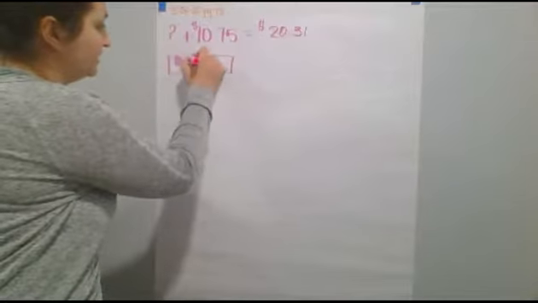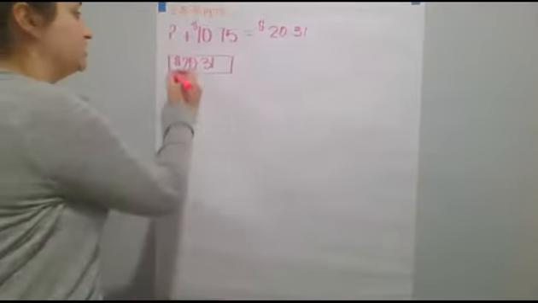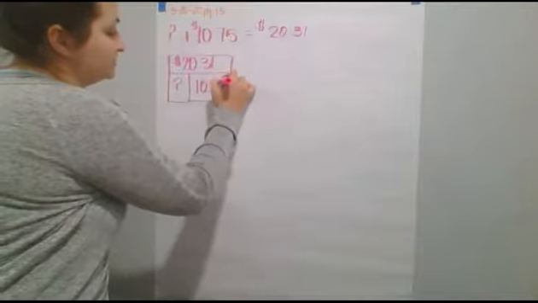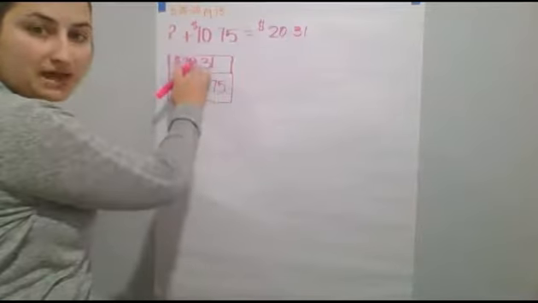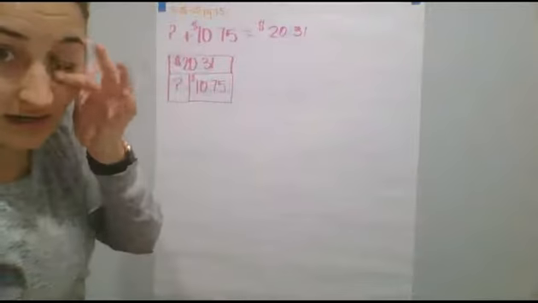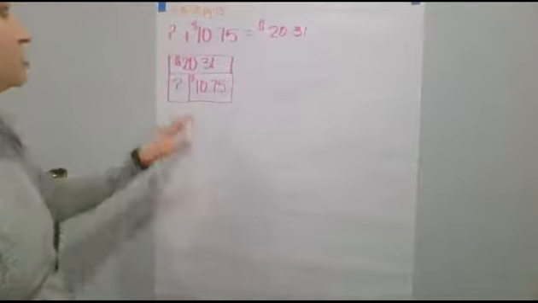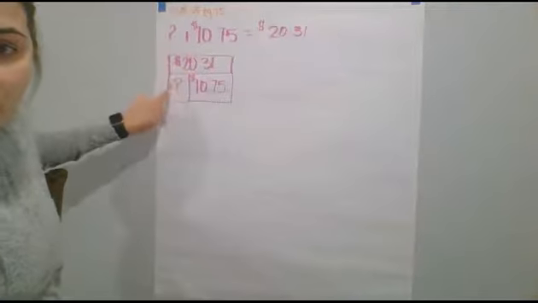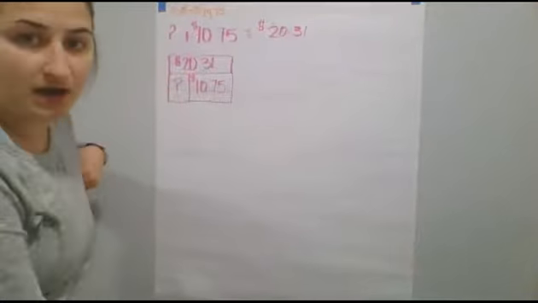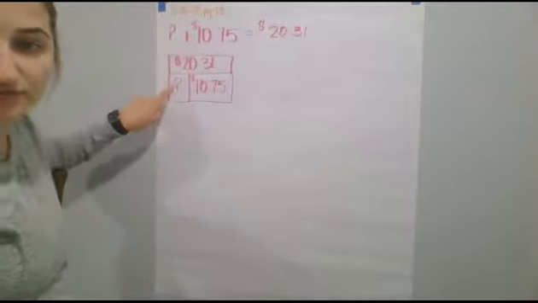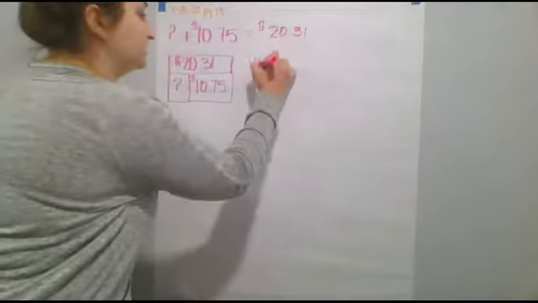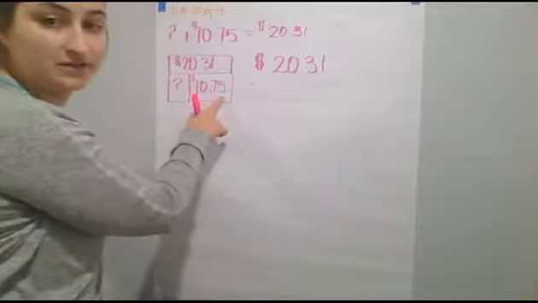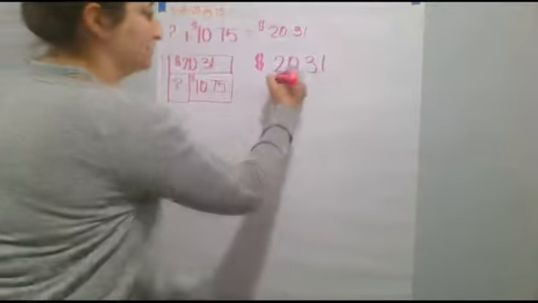So she has $20.31. We don't know what she started with, but then she earned that $10.75. These two amounts together give us that entire amount of $20.31. So we're going to figure out how to get from $10.75 to $20.31, and that's going to be our difference. We're trying to find the difference between these two amounts to find this missing amount. To find the difference, we're going to subtract. We're going to take that $20.31 and subtract $10.75. Make sure you line up your decimal.